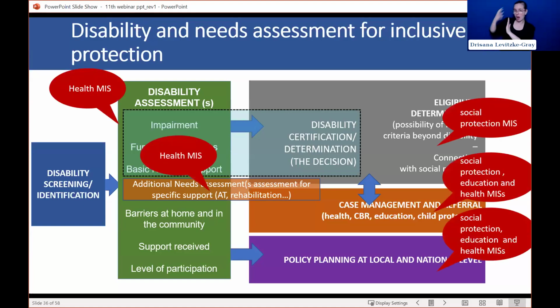One thing we have seen also is the connection increasingly between the work on disability registry and other management information systems, as Andrey mentioned about the social registry, but also how case management can be supported by education and health management information systems.